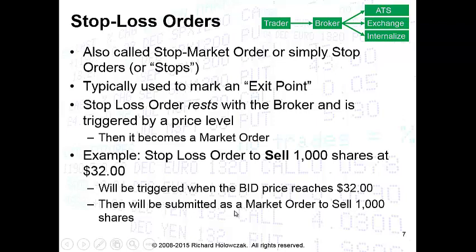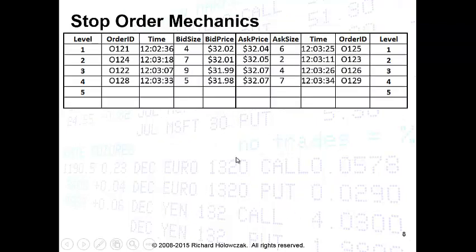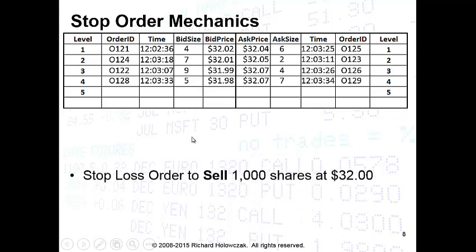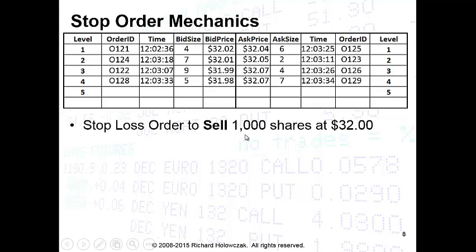So there are really two stages to the stop order. The first is the trigger point, and the second is the submission of a market order. So let's go through some examples and we'll look at the mechanics of stop orders. Here's our order book set up here. 3202 is the bid, 3204 is the best ask price, and then we can see the rest of the orders that are sitting in the book, as we would expect them. So we create our stop loss order with our broker to sell 1,000 shares at $32. Currently, the bid price is $32.02, so our stop loss order will not be triggered.